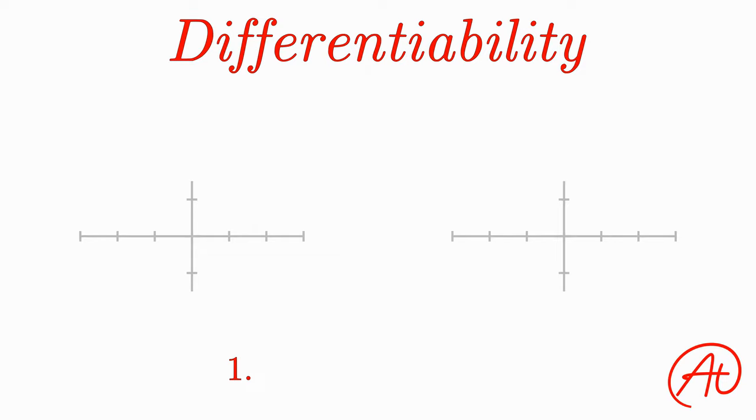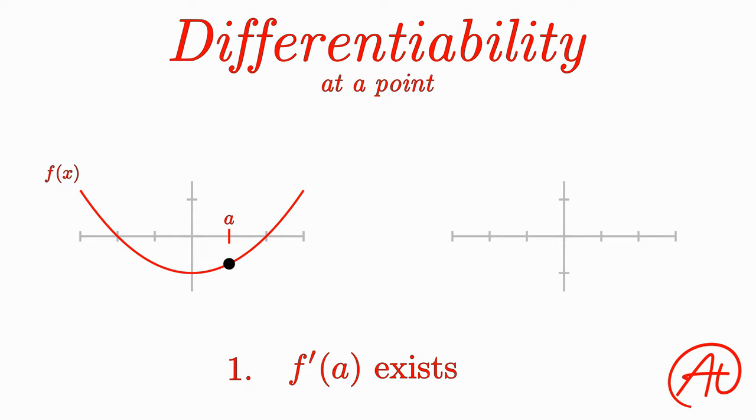Alright, just like we did for continuity, let's first talk about differentiability at a point. In order for a function to be differentiable at a single point, x equals a, all that we need is for the function's derivative to exist at that point. For this function, its derivative looks like this, where it starts at some negative value and steadily increases to some positive value. So for this graph, the derivative absolutely does exist for x equals a. Or in other words, the function has some slope value at x equals a.